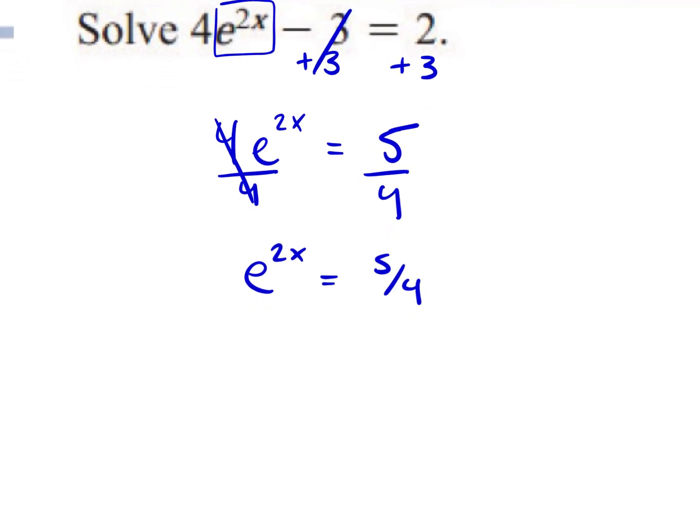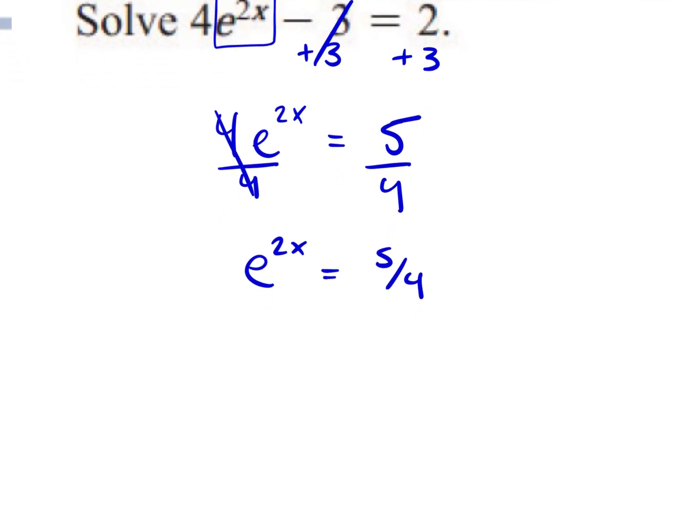Now how would I get rid of the e? ln, we're going to take the ln of both sides. So ln of e cancels. We have 2x equals the ln of 5 over 4. Now be careful here. We don't have a base, so we can just put this directly into the calculator. You could just say the ln of 5 divided by 4 and close the parentheses.